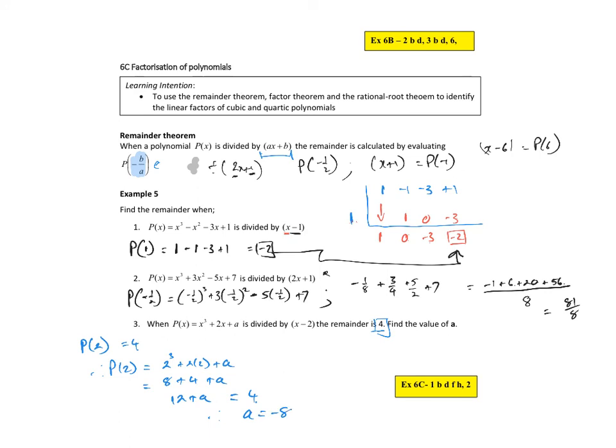All right. So there's just some routine applications where we're just trying to find a remainder. Don't do the division, okay? We just substitute in that key value. And then sometimes we might need to use that information to find some unknown values. All right, off you go.